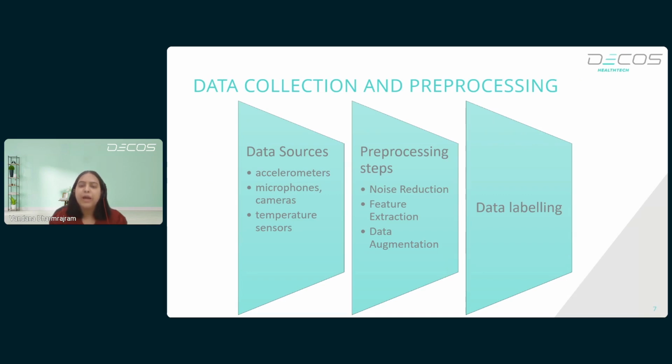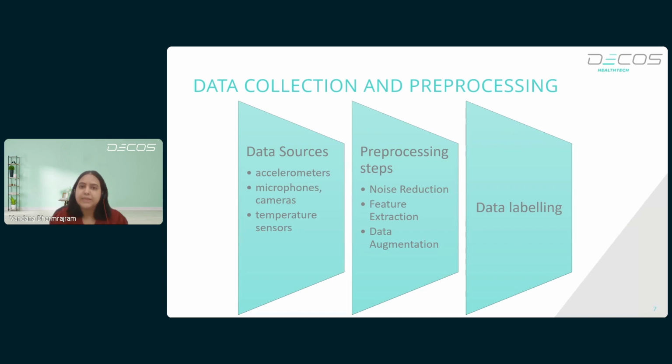TinyML models rely on data collected from various embedded sensors. These sensors capture real-world information and convert it into digital signals that our model can process. For motion detection, we use accelerometer or gyroscope. For sound-based AI, we capture data from microphones. For image-based classification, we use low-power cameras. For environmental monitoring, sensors like temperature, humidity, and air quality sensors collect readings.